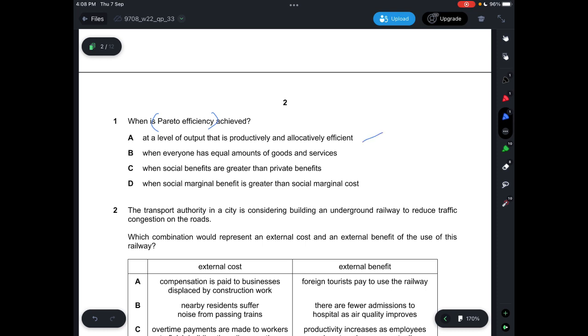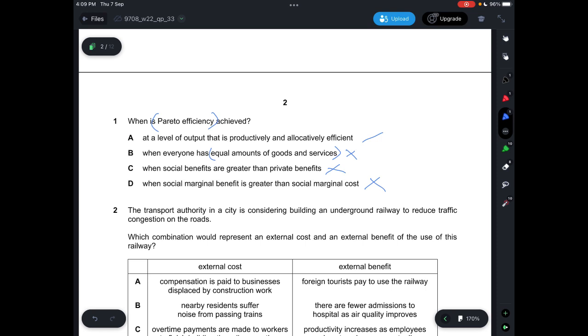Now, B says when everyone has equal amounts of goods and services, which is not correct. Because if everyone has equal amounts of goods and services, this has nothing to do with being productively efficient in this case. So that's why it's not B. And C, when social benefits are greater than private benefits, is not correct as well. And D, when social marginal benefit is greater than social marginal cost, is not correct.